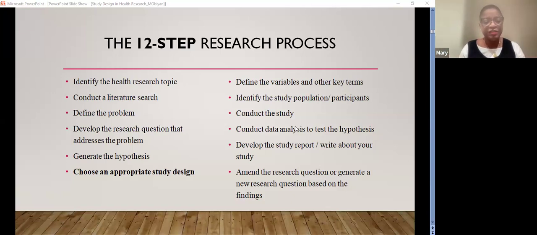So for the research process, you know your topic, you conduct a literature search to identify the problem, to know the prevalence, to develop your question, to generate your hypotheses, and then to choose your appropriate study design. Next slide, please. I'm not going to go to the others. Next slide, please.